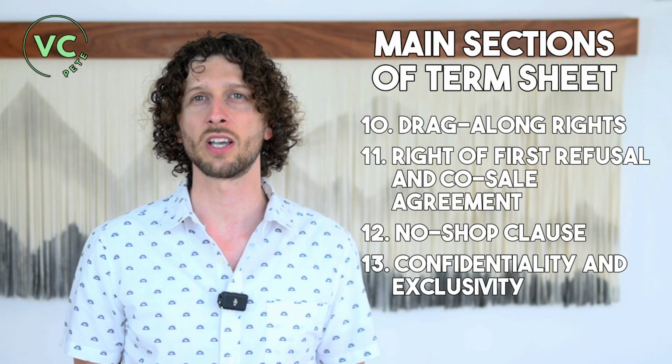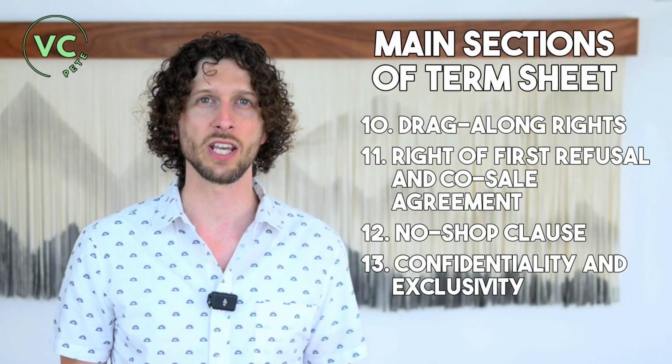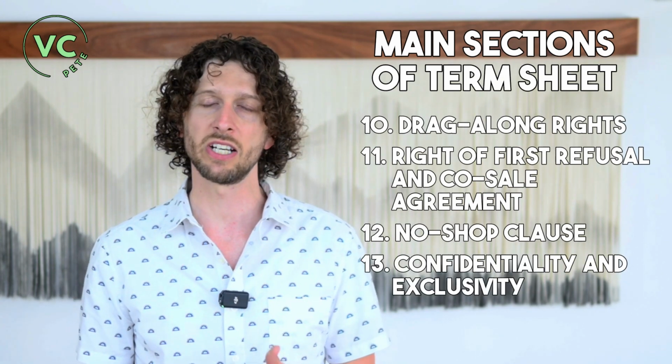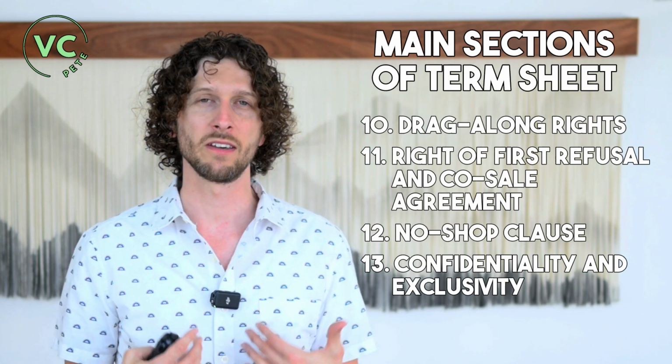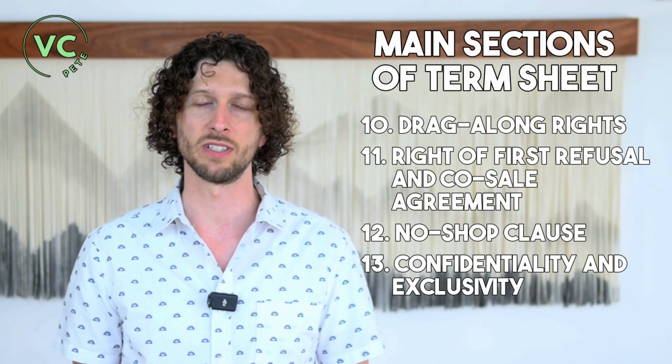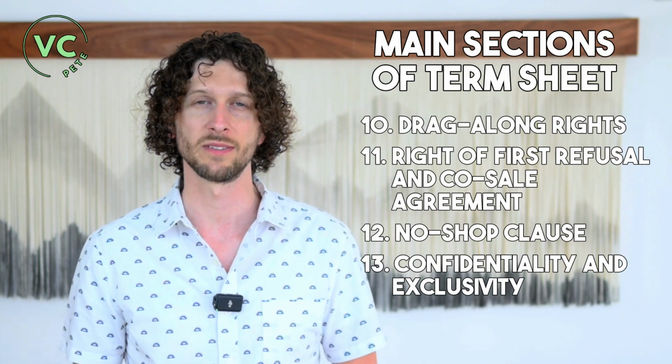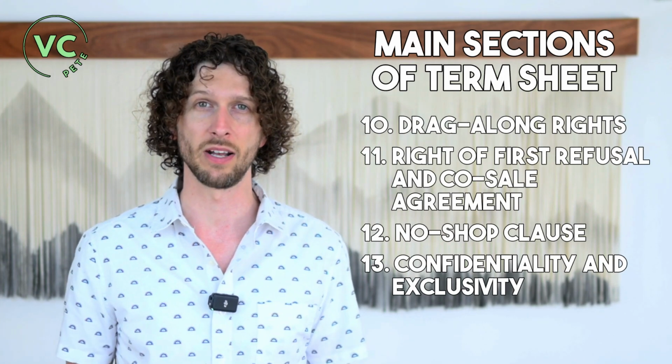Number 13, confidentiality and exclusivity. These terms relate to the confidentiality of the term sheet and negotiations and exclusivity of the offer. Very similar to the prior clause. Again, just provisions that give the investor the confidence to provide you this term sheet and agree to it in the first place, knowing that you won't go around and shop it around as the founder.